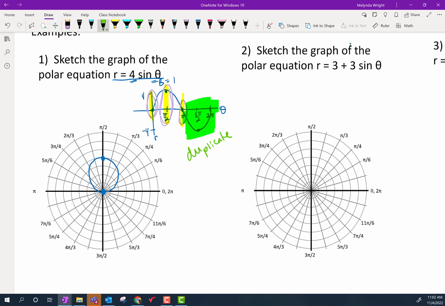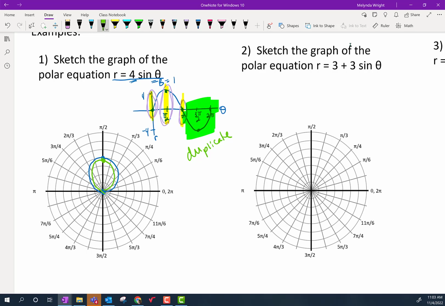At 3 pi over 2, we're at -4. So that would put me over here, right? And so I would go from 0 to 3 pi over 4, and I'm not drawing it as plump, but it would basically just go right around. I mean, it's the same circle. I didn't draw it as well, but it's the same circle. So it's just a duplicate.